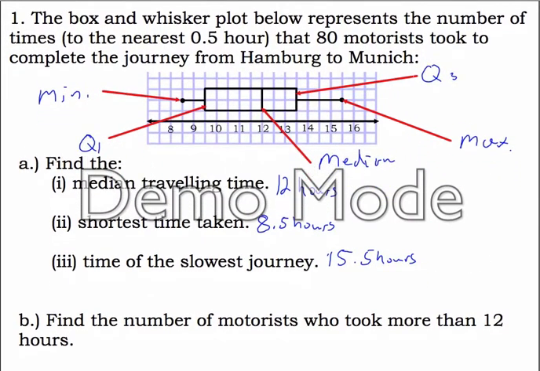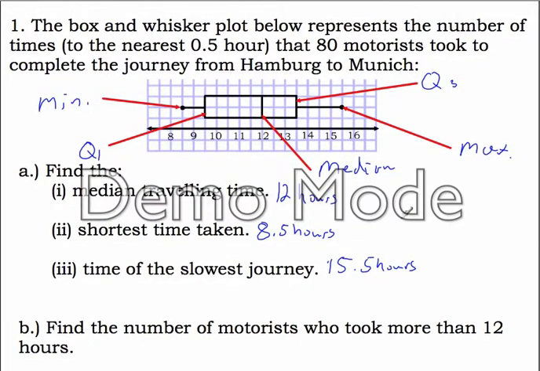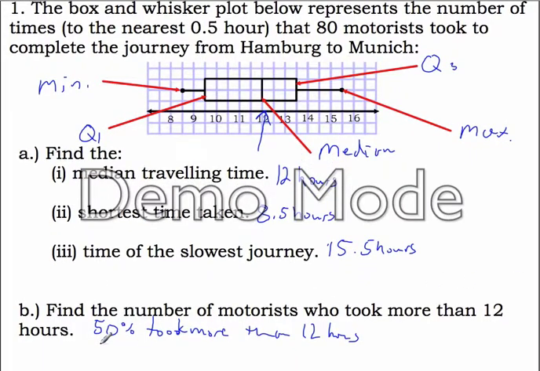Alright, find the number of motorists who took more than 12 hours. Well, 12 is your median. That means 50% of the motorists took more than 12 hours, and that's going to be half of them, so there's a total of 80, so there's 40 motorists took longer than 12 hours.